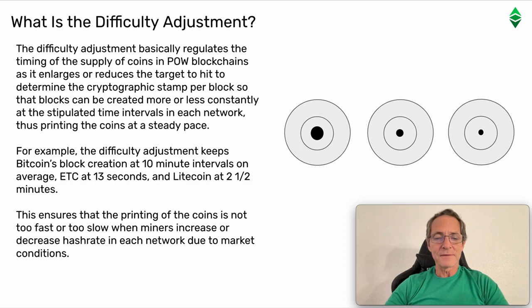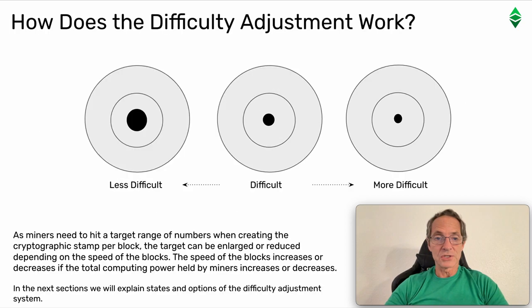For example, the difficulty adjustment keeps Bitcoin's block creation at 10-minute intervals on average, ETC at 13 seconds, and Litecoin at 2.5 minutes. This ensures that the printing of the coins is not too fast or too slow when miners increase or decrease hash rate in each network due to market conditions.